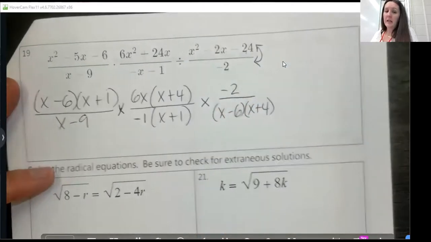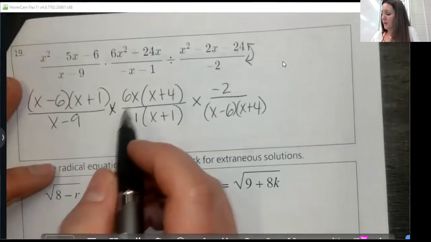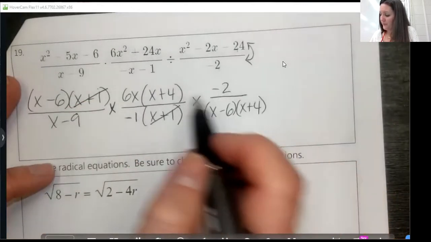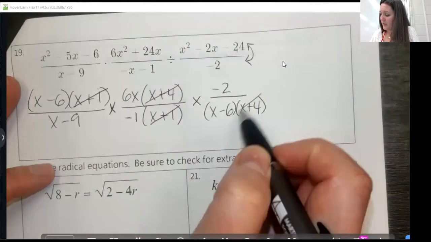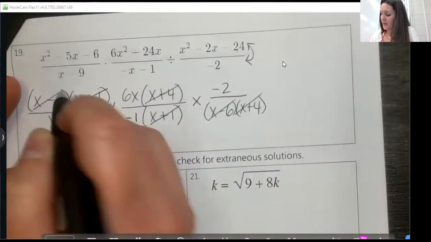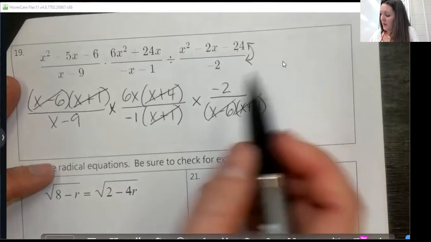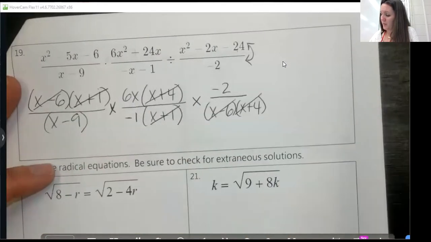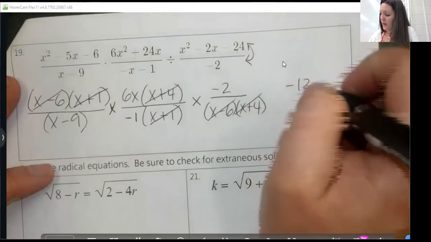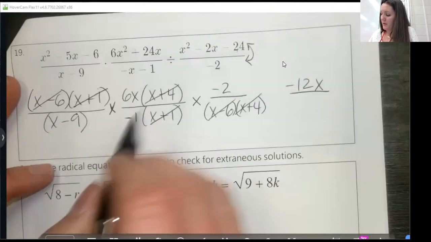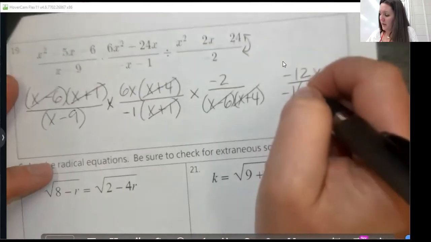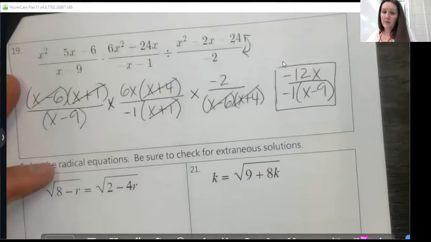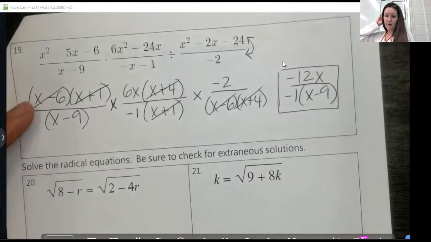All right, anything on the top can cancel with anything on the bottom. So those cancel. I got an x plus 4 that cancels, and an x minus 6 that cancels. You have to think about this all as 1, so it can't cancel with that. And now I'm just going to multiply straight across. So we have negative 12x on the top. And then don't forget that negative 1 and an x minus 9 on the bottom. So that is your final simplified form.